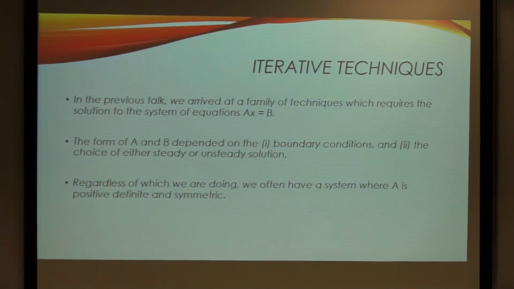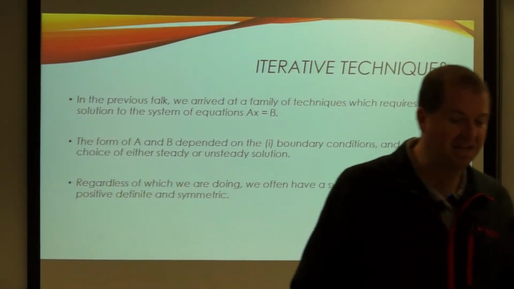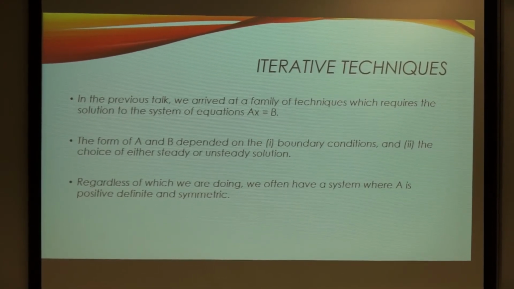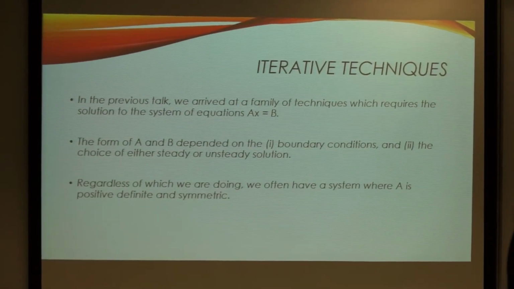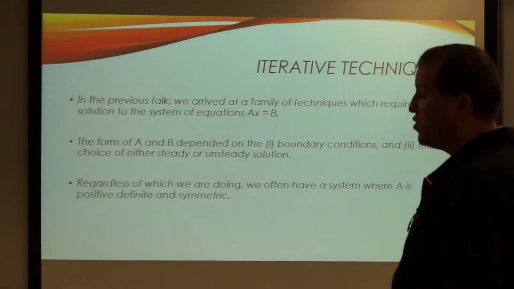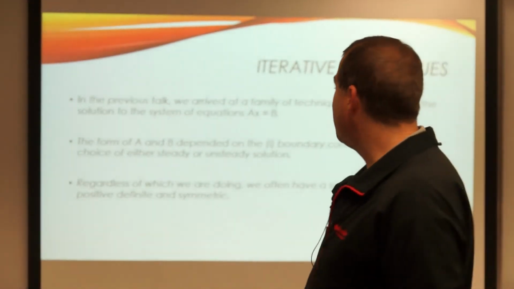Okay, let's get cracking. So I've just discussed using an implicit technique, using implicit solvers, we are going to create matrices AX equals B. So we need to build A and we need to build B and we need to solve for X somehow. The form of A and B depend on your boundary conditions and your steady or unsteady solution choice. You need to be careful here. It's easy to make a mistake with your A.